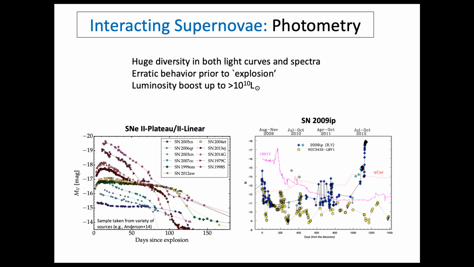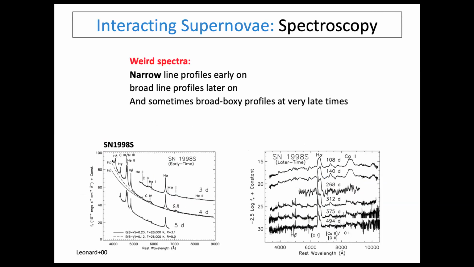And 2009 IP is an object that potentially is similar to Eta Carinae in a way. So this is Eta Carinae that you see here. You can see that these variations are very, very strange. I mean, how can an object vary on time scale of 10 days, a month, with variations in factor of 10 in luminosity? And so we think that this is directly related to interactions.